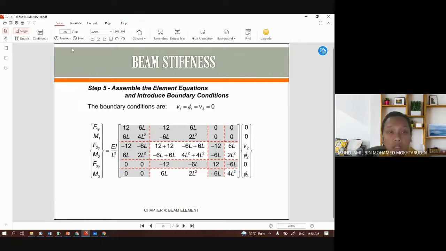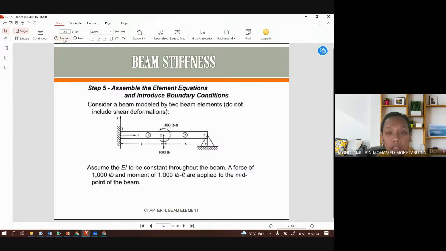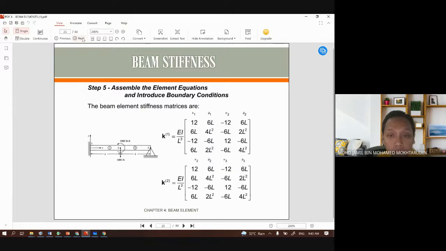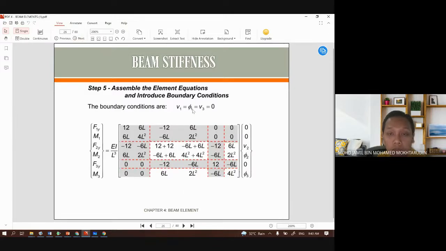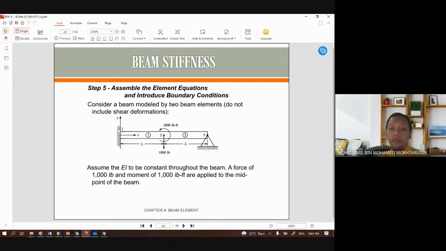Okay, so in this case, if we look back at the figure, at node 1 here, the displacement is 0. At node number 3, the displacement is also 0. Okay, so we get 0 displacement at node 1 and node 3. And then at node number 1, because it's a fixed support, the rotation is also 0. But at node 3, I'm not sure why, I forgot what support this is. I think this is a pin support.